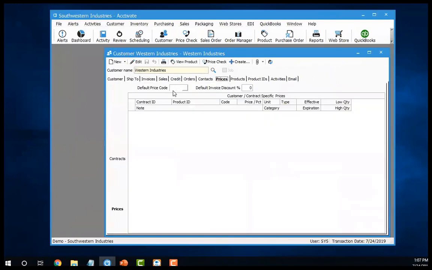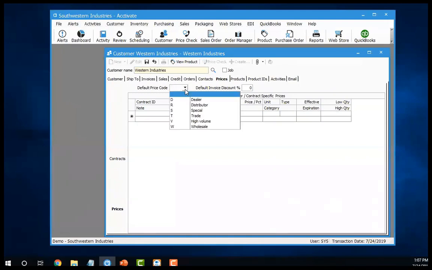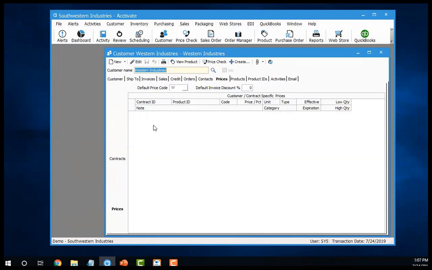Go to the prices tab, and here's where you'd set their default price code. So now, any products or price categories that have a relationship with this wholesale price code, when those products get added to a sales order for Western Industries here, whatever that price related to that price code is will populate on the order automatically. We'll go through that and show how that looks.